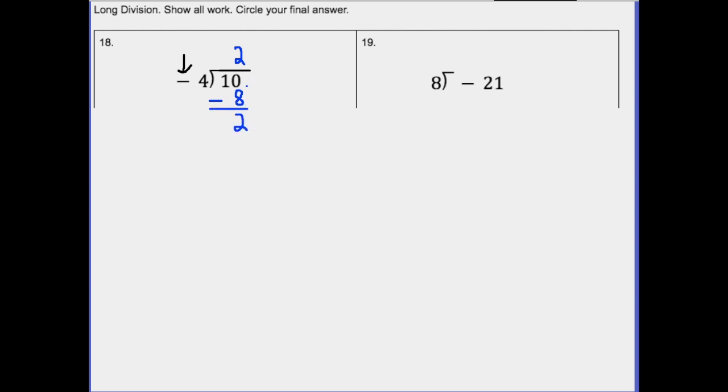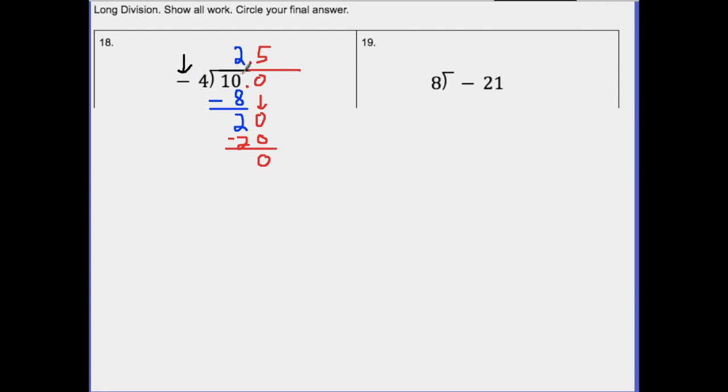And then here I need to make a decimal. I'm going to do this part in red. The decimal goes straight up because we don't want to do remainder. We want to know the decimal equivalent here. So drop down 0. 4 goes into 20 5 times. 4 times 5 is 20. And we have nothing remaining, so that means that we're done, 2.5.